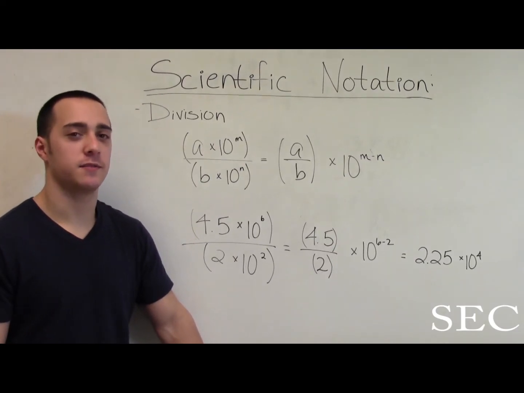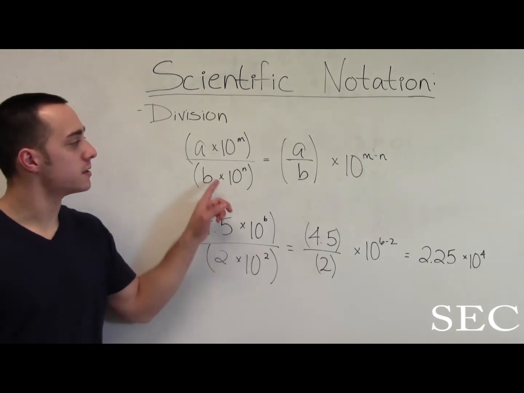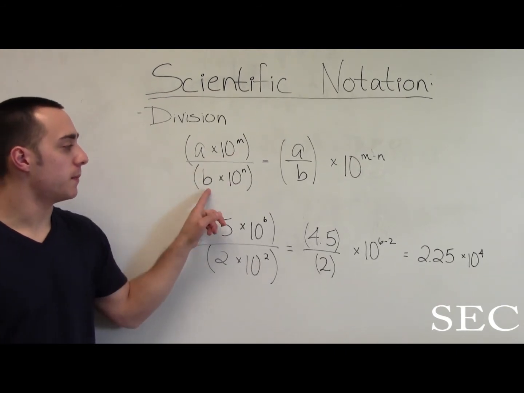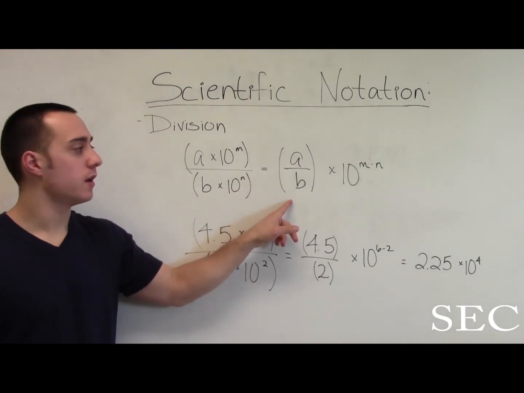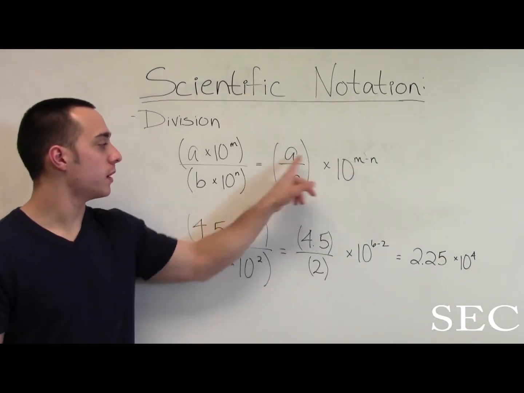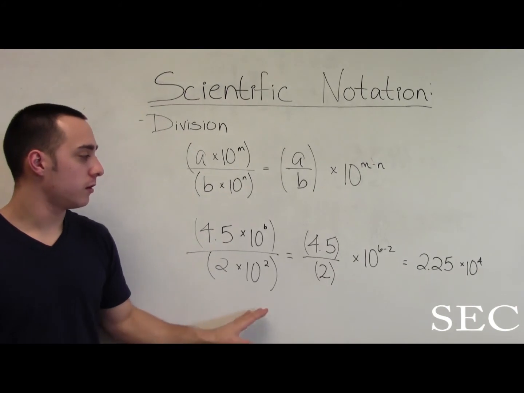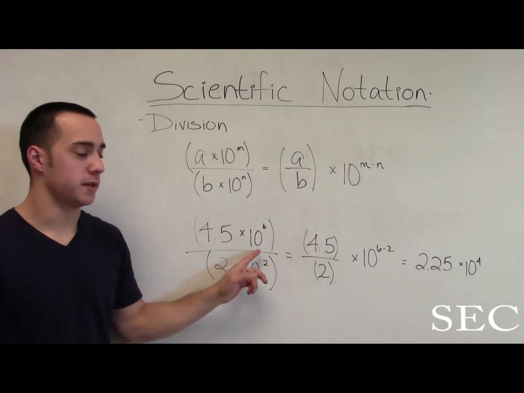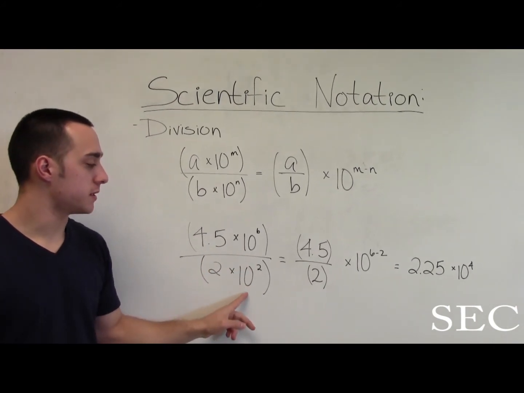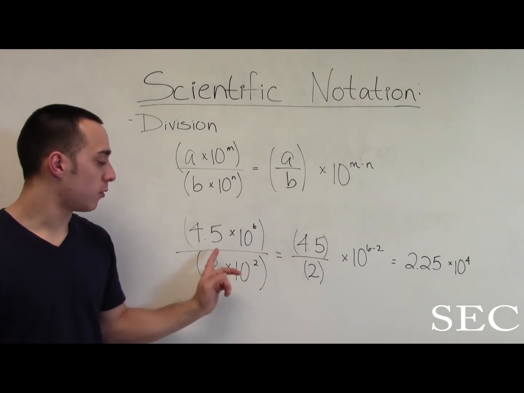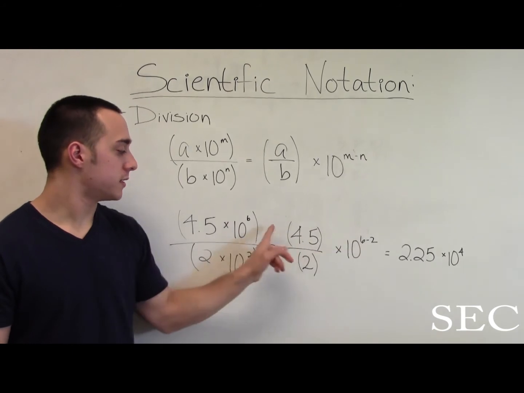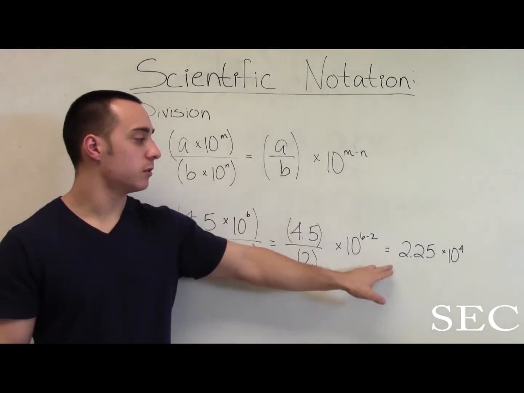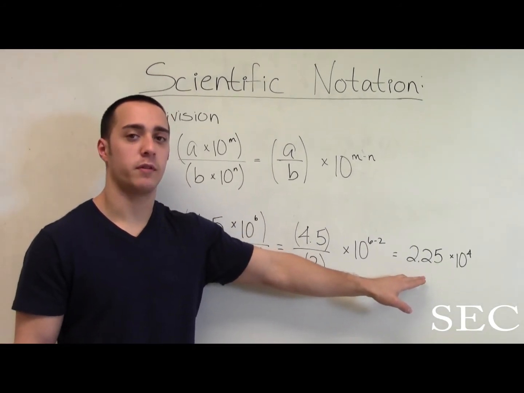Next is division in scientific notation. Symbolically, it can be written as a times 10 to the m divided by b times 10 to the n. The mantissas are simply divided, a divided by b, and your powers of 10 are subtracted, m minus n. For a numerical example, we have 4.5 times 10 to the 6 divided by 2 times 10 to the 2. The mantissas 4.5 and 2 are divided by each other, and the powers of 10 are subtracted, 6 minus 2. Your final answer will be 2.25 times 10 to the 4th.